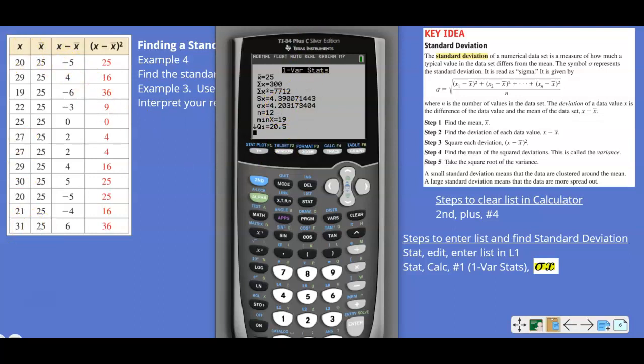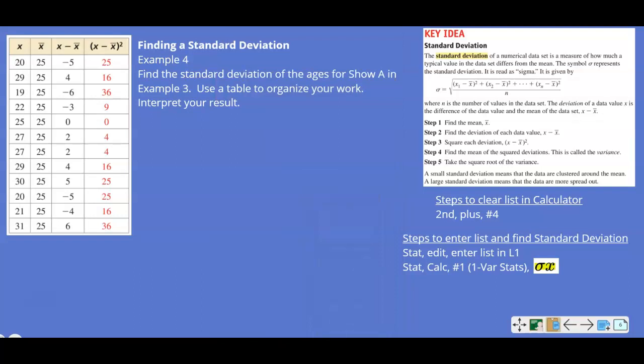So the standard deviation is going to be 4.2.